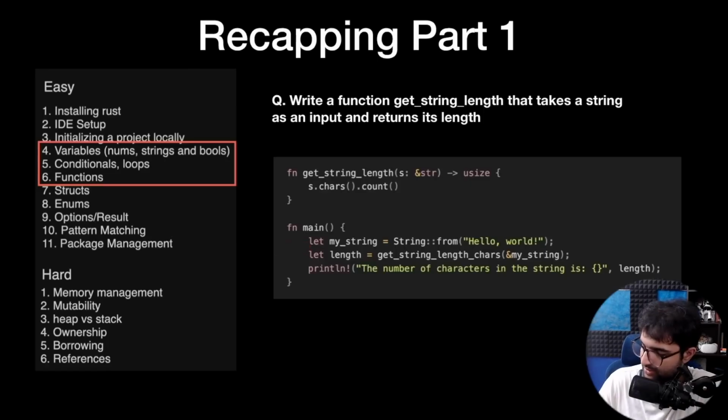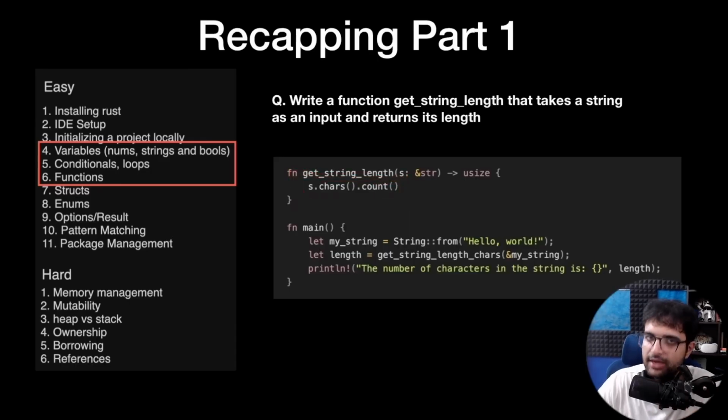We define the string. We call a function called get string length chars. We pass the string as an input. The input comes over here. We return the final value over here. This is an implicit return, by which I mean I don't write return followed by the final thing over here and put a semicolon. I don't do that. I just write the final thing. It is implicitly returned from the function.